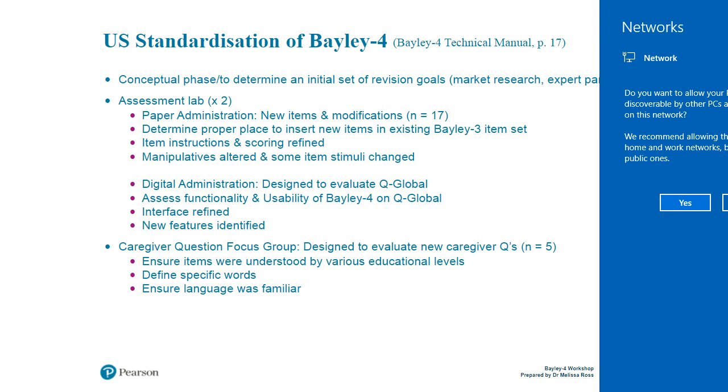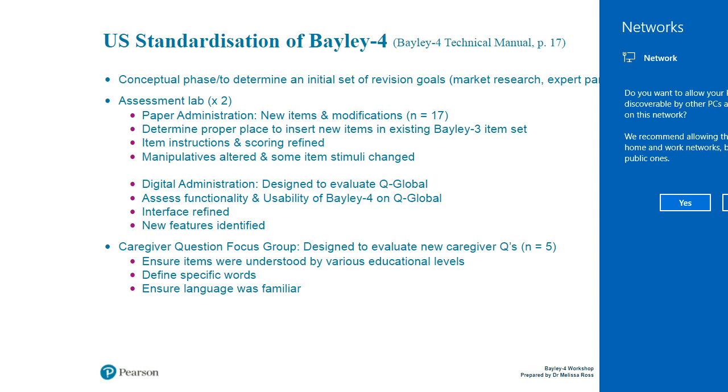The Bayley-4 is a very well standardised tool and is a leader in test choice for childhood research. The conceptual phase was used to determine an initial set of revision goals and included market research and expert panels. This was followed by the assessment lab process. During this phase, the Bayley-4 was administered via paper record form to 17 individuals and was designed to evaluate new items and propose modifications. It was used to determine the proper place to insert new items in the existing Bayley-4 item set, refine item instructions and scoring, and alter manipulatives and some item stimuli.